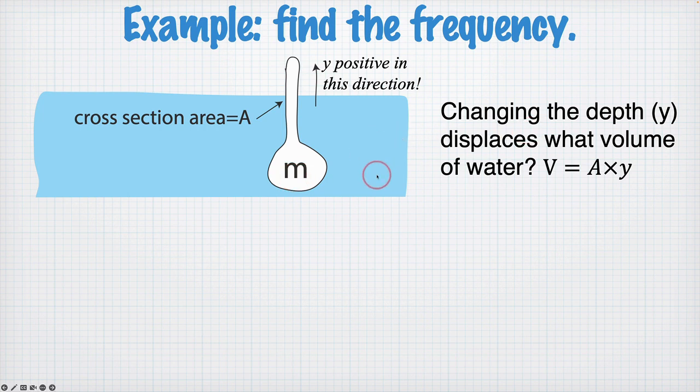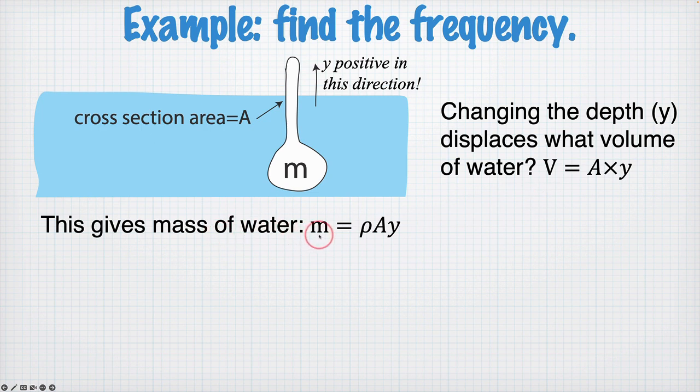The first is oscillation due to a buoyancy force. So imagine we've got something floating in the water, and it can bounce up and down in the water. It's got some mass m, and at the surface of the water it's got some cross-sectional area A, and y is in the positive direction. So if we change the depth of this object, it displaces a volume of water, which is A times y, the cross-sectional area times the amount it goes up and down. We're assuming this section here has a constant area.